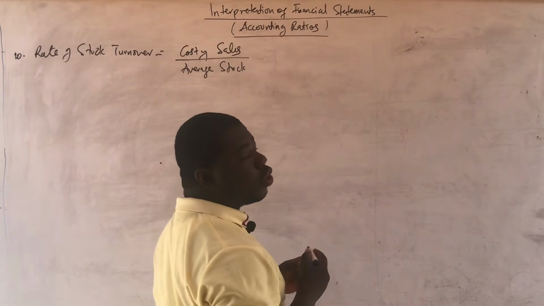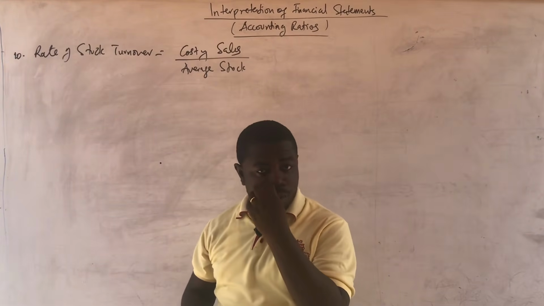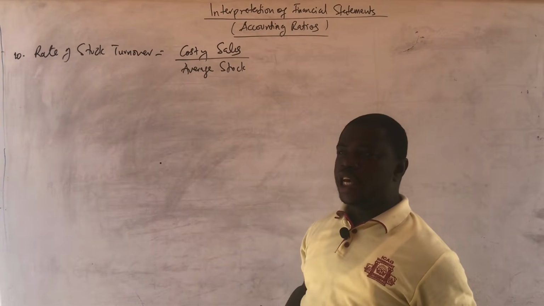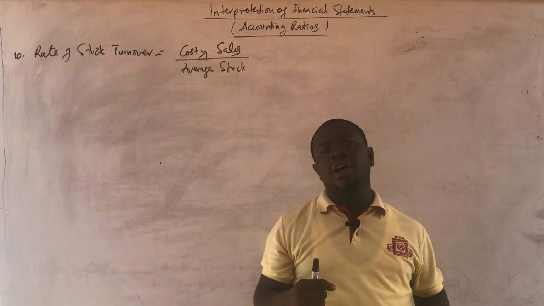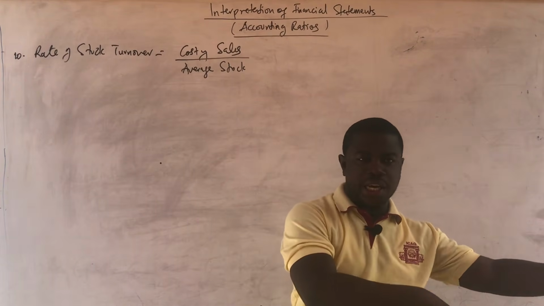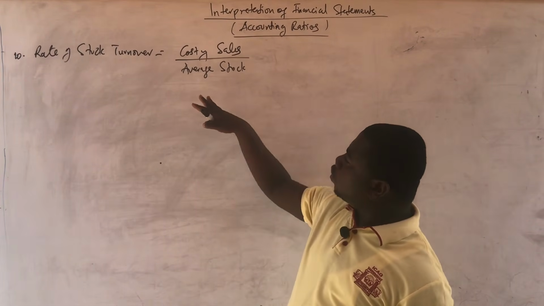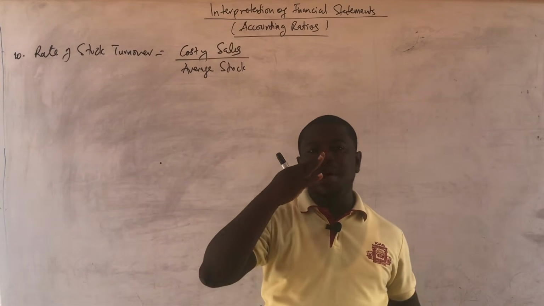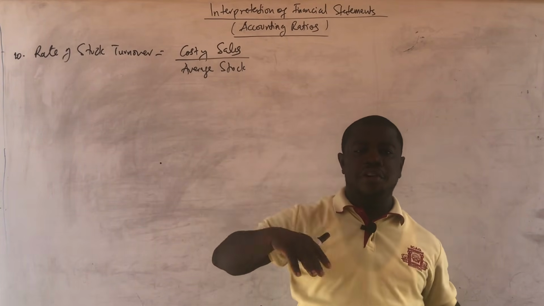Okay, and this one is not going to be multiplied by any number of days or months, because we are not looking at it in days. We are looking at how many times. You see, the inventory turnover days talks about how long it will take for you to sell the stock, but the inventory turnover rate talks about the frequency, how many times you bring in new inventory within the year.